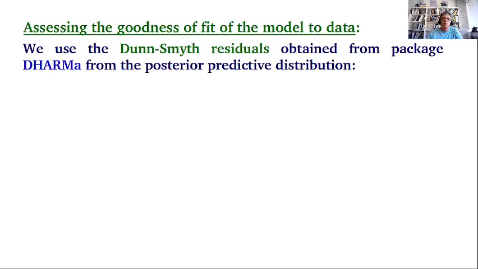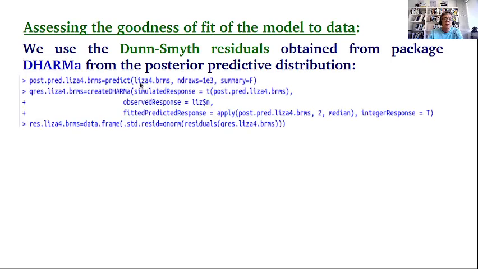The goodness of fit of the model to the data can be assessed using the Dunn-Smyth residuals obtained from the posterior predicted distribution using the package DHARMa. Again, this is the posterior predicted distribution. It is obtained using the createDHARMa command of this package, with additional input that includes the observed value and the fitted response. These resulting Dunn-Smyth residuals are converted to a normal distribution, and they will have a normal distribution, I stress it again, only when the model fits well.